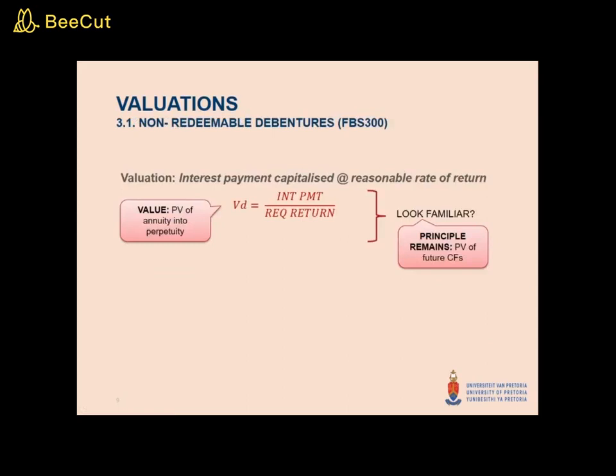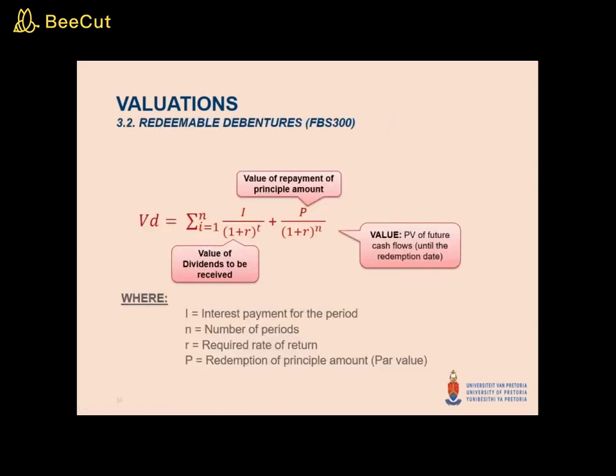If it is a non-redeemable debenture, very similar to that preference share, we take our interest payments and we divide it by the required rate of return. Interest payments before or after tax? It is going to be our after tax interest payment. Why? Because we're going to get an interest tax shield, unlike our preference share. Redeemable debentures, discounting my future cash flows.